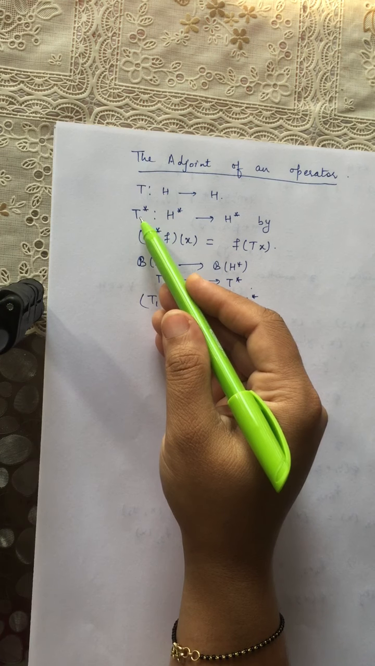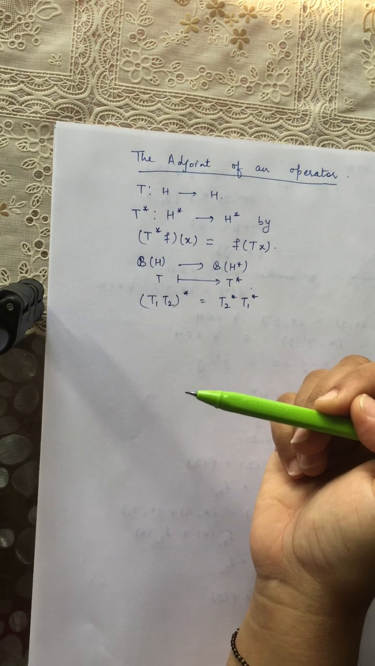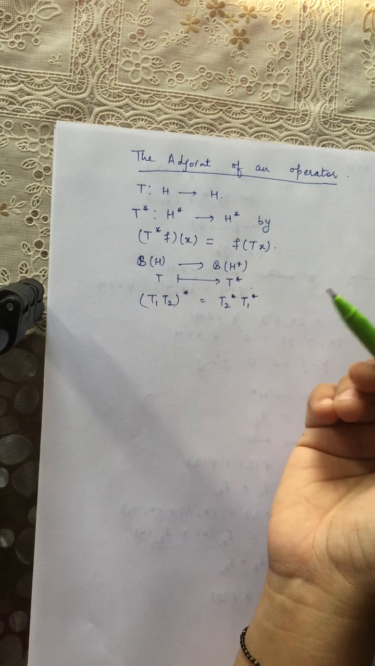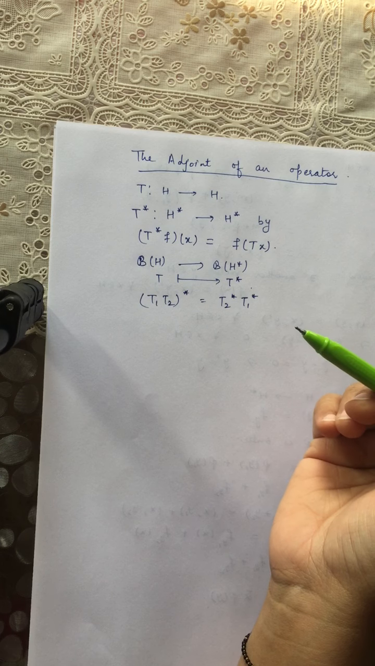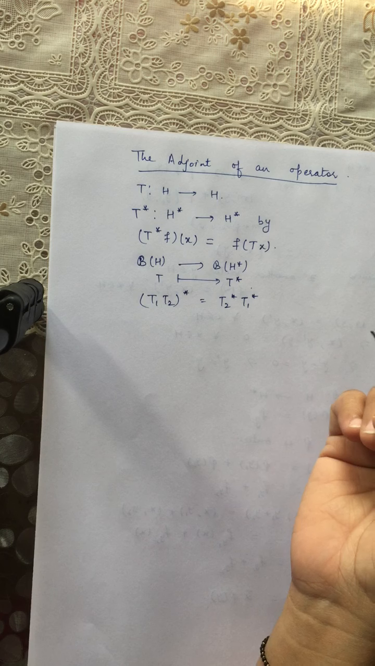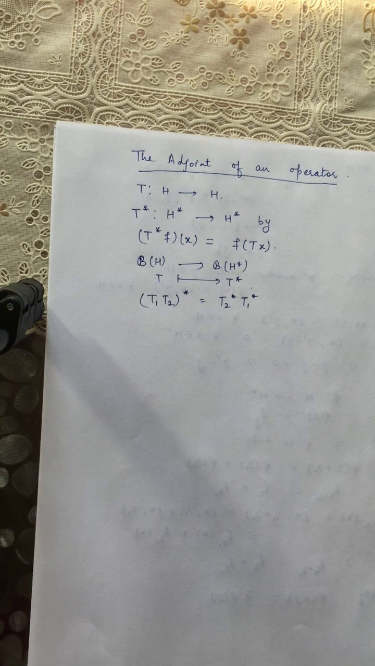Similarly, from this operator T star, we can find another operator T double star, which is defined on H double star. We have proved earlier that if H is reflexive, then since H and H double star are the same, T and T double star are the same by means of the natural embedding. If we identify H to be a subset of H double star, then if H is reflexive, T is equal to T double star. So now we will define the adjoint of operator T.